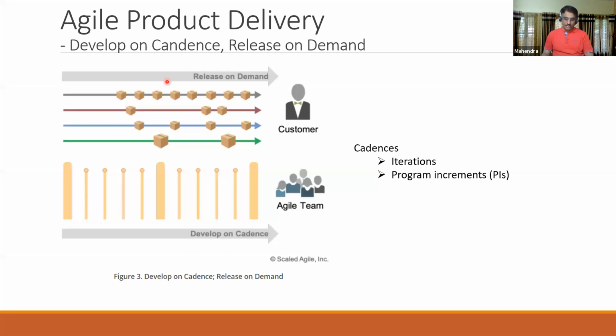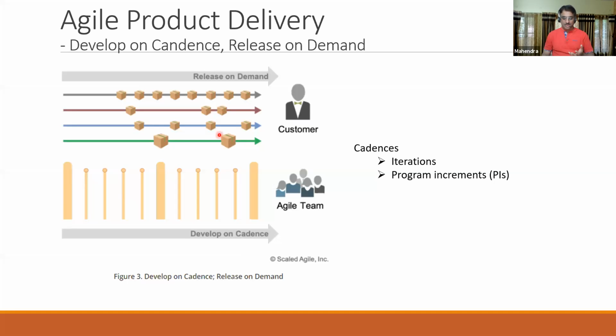So you develop on cadence and you release on demand. If you've got to release on demand, your engineering aspects need to be really strong. The way you manage your source code, the way you do your testing, the infrastructure that is there for release, all those are foundational. So the teams develop on cadence. However, they release on demand.